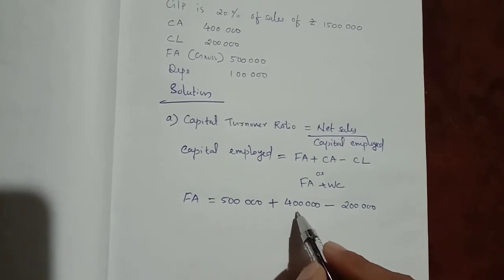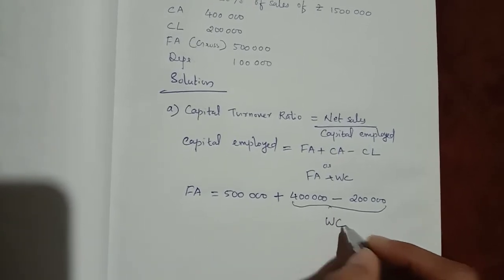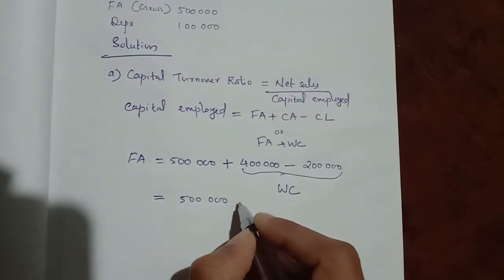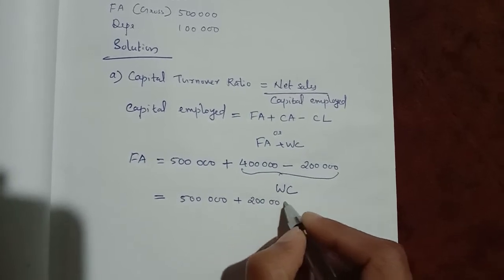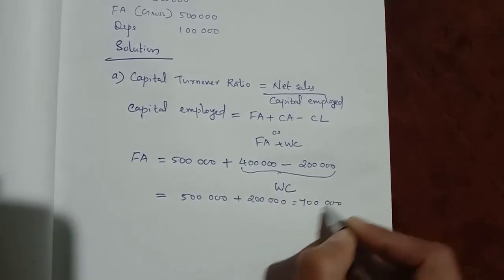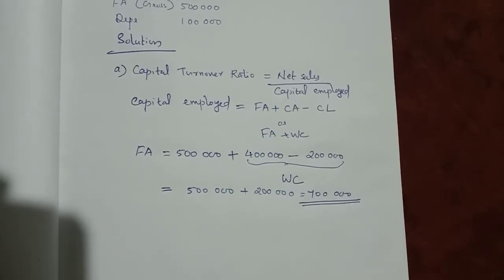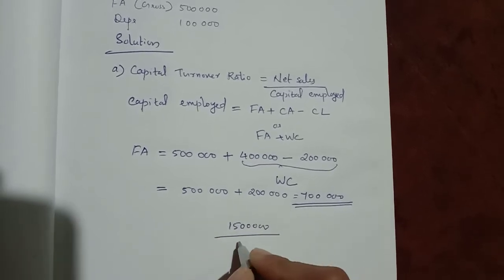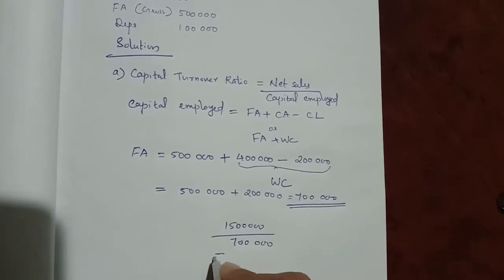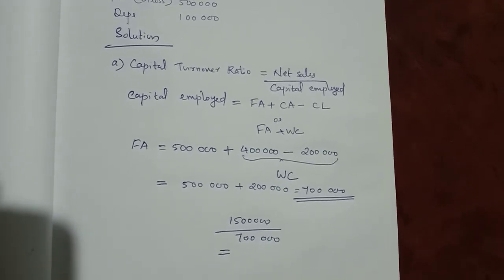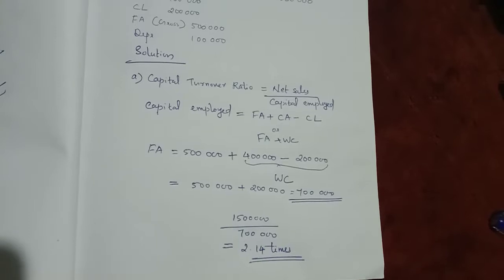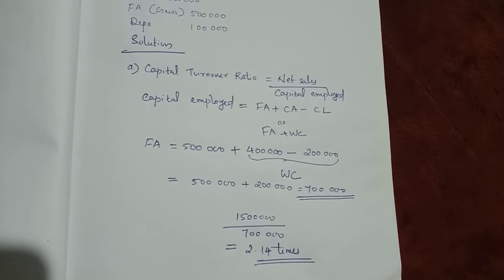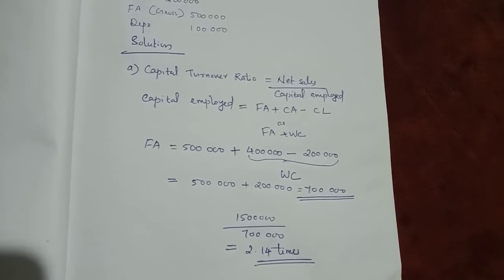Otherwise you can go for the difference between these two, that is actually the working capital. So which is equal to 5 lakhs plus 2 lakhs, 7 lakhs, the value of capital employed. Sales is rupees 15 lakhs. 15 lakhs divided by 7 lakhs capital employed will give you the capital turnover ratio. Okay. So capital turnover ratio is equal to 2.14 times. Turnover ratios are to be expressed in number of times.